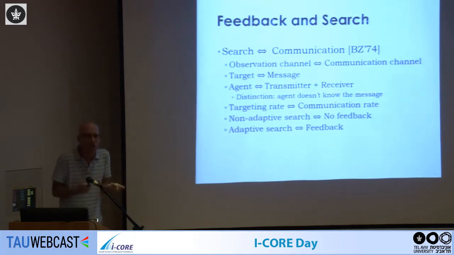The only subtlety here is that the agent doesn't know the message. It's not a real transmitter. It doesn't know the location of the target. Otherwise, everything would have been trivial. But it can actually evaluate the input to the channel, even though it doesn't know the message. Okay, this is a little subtlety. And then if you realize that, the targeting rate is basically exactly the same definition, up to some small subtleties, as a communication rate.